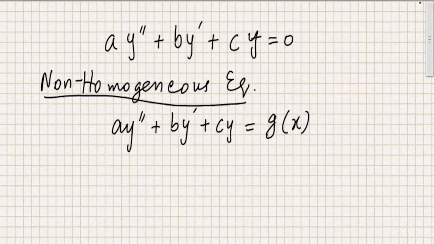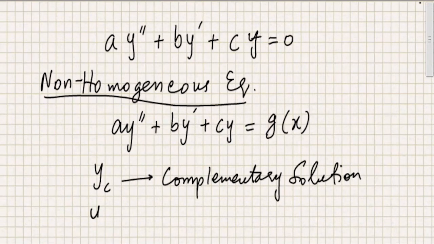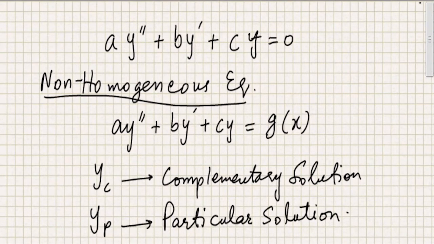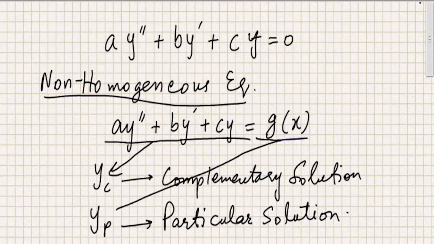To solve such differential equations, we need to have two solutions. The first solution is called yc, which is the complementary solution, and then we need the second solution, which is yp, which is called the particular solution. The first solution is a result of, vaguely I would say, the left hand side of this equation, while the second solution yp would be the result of the right hand side of this differential equation.